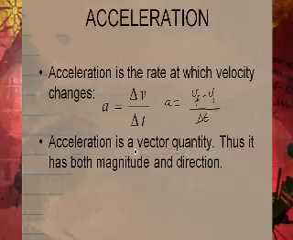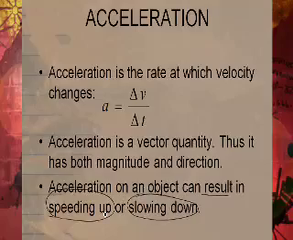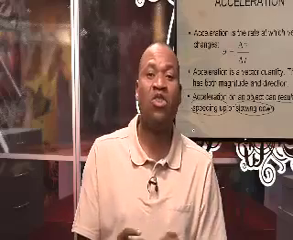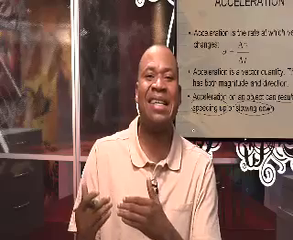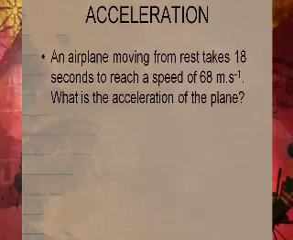Acceleration is a vector quantity just like a velocity, and therefore it has both magnitude and direction, okay? Acceleration on an object can result in either an object speeding up or slowing down. So even when it's slowing down, it's not deceleration, it's acceleration in the negative direction. So you must understand that, okay?